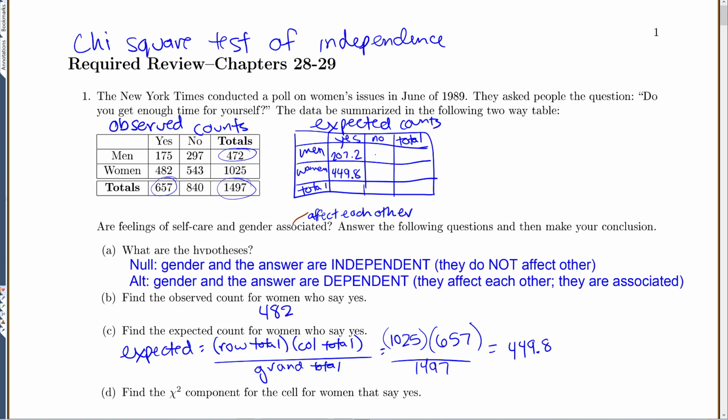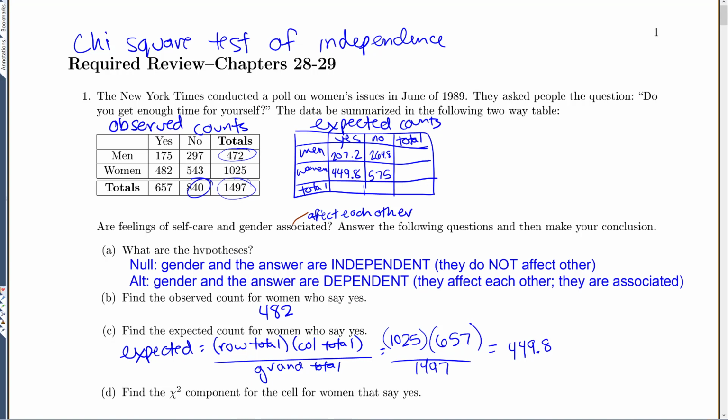For men who say no, we'll do the same thing, but it'll be 472 times 840 divided by 1497. So we should get 264.8. And for women who say no, we should get 575.